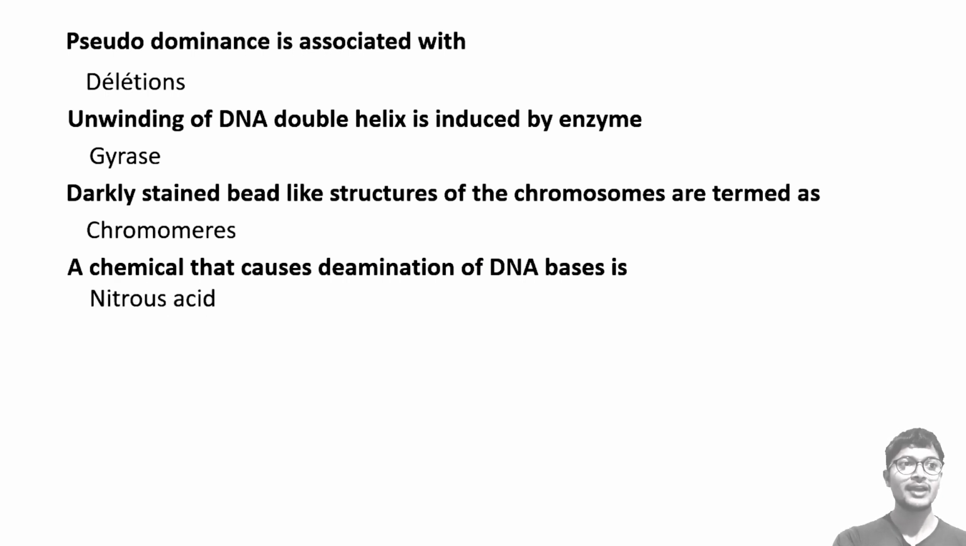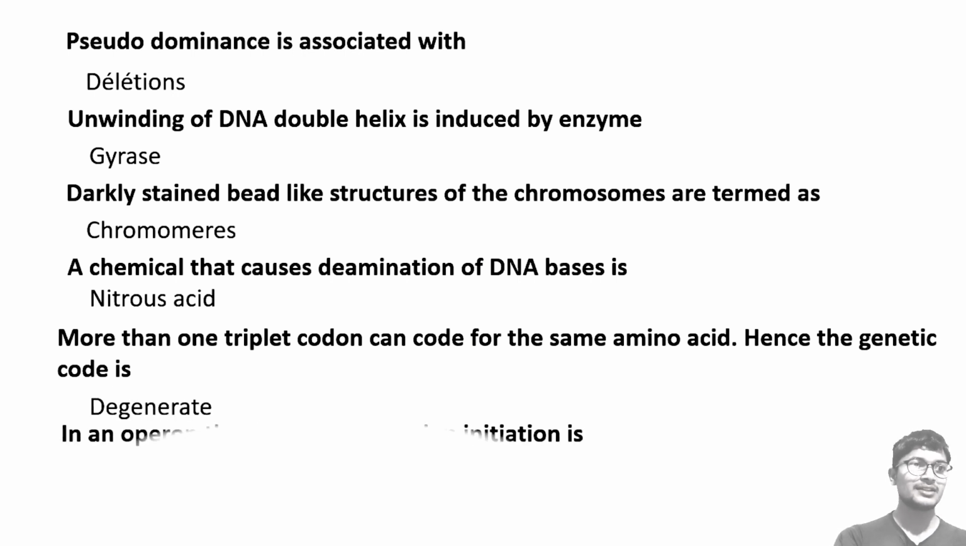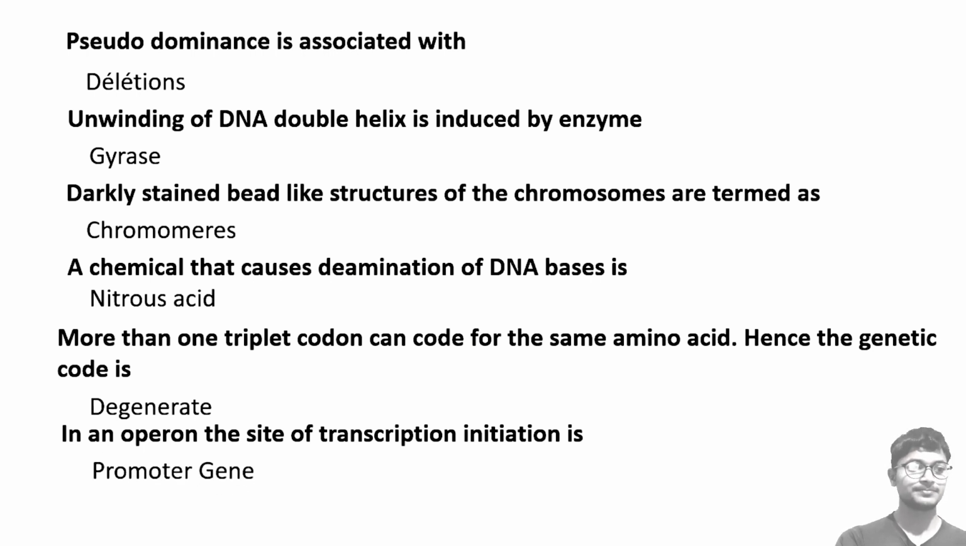Next question, a chemical that causes deamination of DNA bases is? Answer is nitrous acid. Clear? Next question, more than one triplet codon can code for the same amino acid, hence the genetic code is? Answer is degenerate. Clear? Next question, in an operon the site of transcription initiation is? Answer is promoter gene. Clear? So now repeat all these questions.